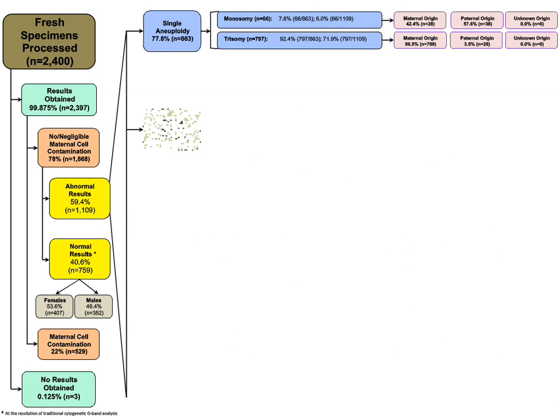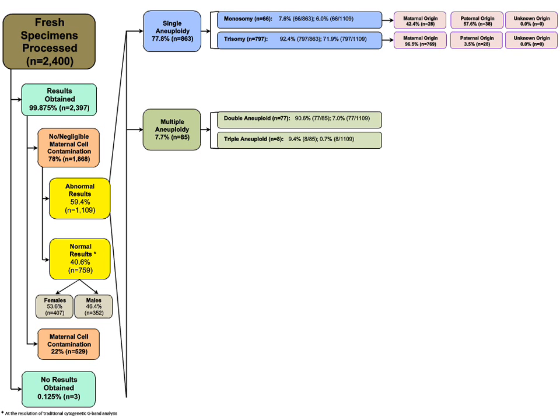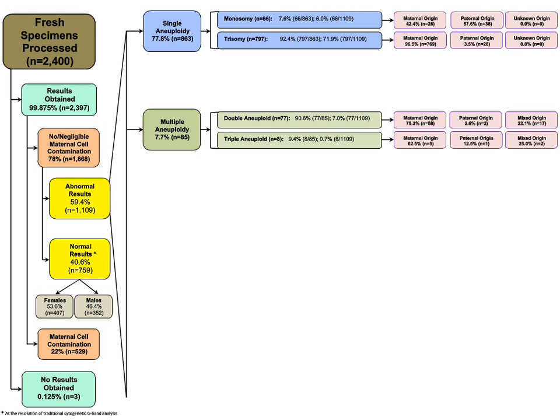Multiple aneuploidy, again, right in line with what we would expect from prior studies, representing just about 8% of cases. These were primarily double aneuploids in 77 cases, representing 90% of the multiple aneuploidies, and then just under 10% being accounted for by triple aneuploids. The origins are, for the double aneuploidies, again, the majority were maternal in origin, and less of a factor for the triple aneuploids, only about 62.5% were maternal.